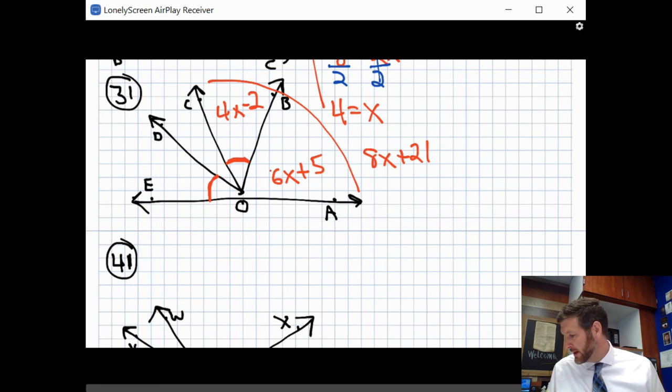Alrighty, and for this one, the instructions are we just need to solve for x. So I'm not going to have to plug it back in this time. So the key is, what's my equation? What is equal to what?